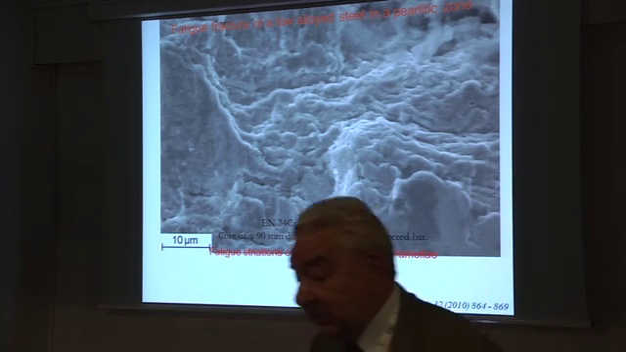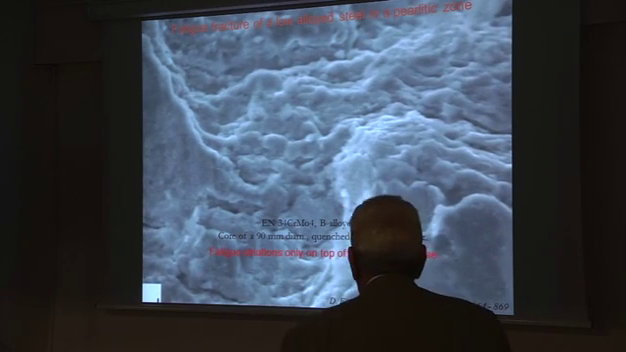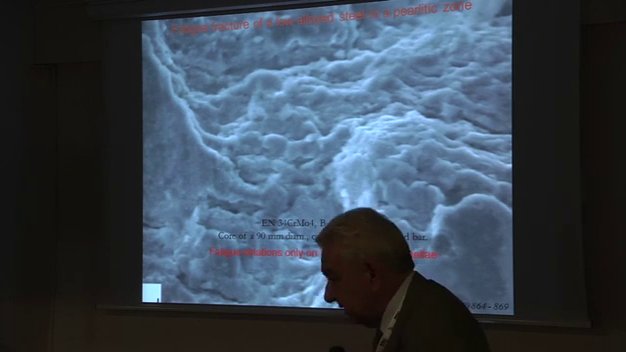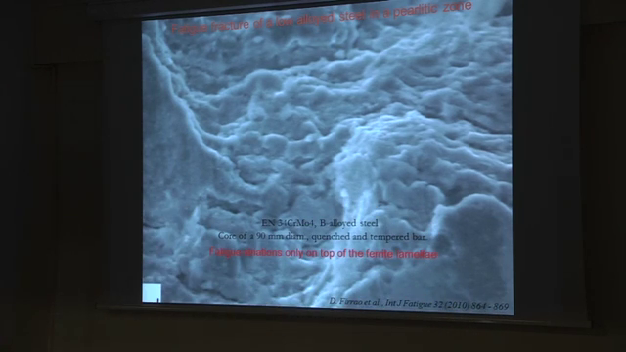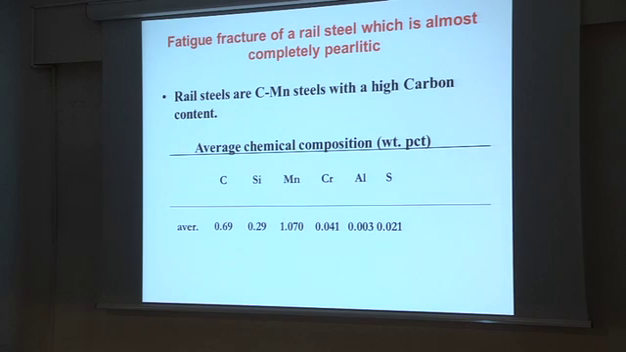And to say that it has been a fatigue fracture takes you some time to understand, and careful observation. The first time I looked at this photograph, it didn't tell anything to me. I had to develop all the reasoning that I was telling you before to be sure that I was seeing a fatigue failure of a perlite colony. And then we went to prove this, considering a rail steel.